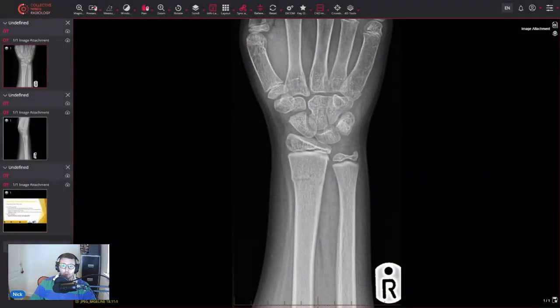Hello everyone and welcome to Nick Barlow Radiology, and in this latest episode we're going to be taking a little look at greenstick fractures. So greenstick fractures occur in paediatrics, not to be confused with buckle, otherwise known as torus fractures, which we'll discuss in a later episode.